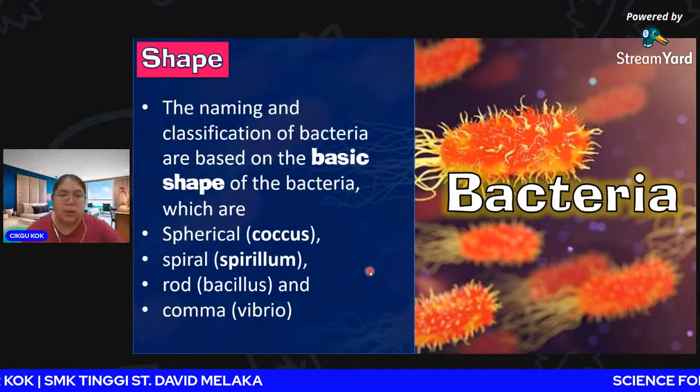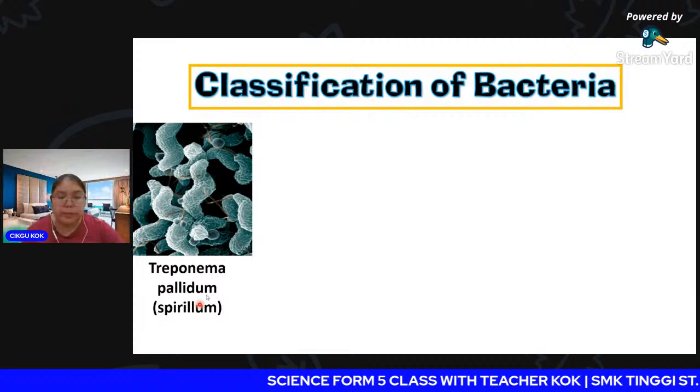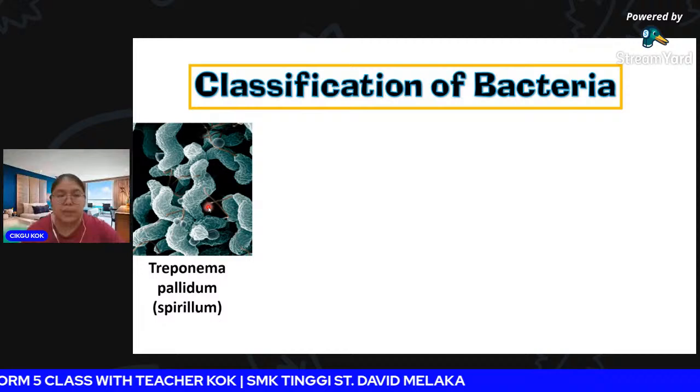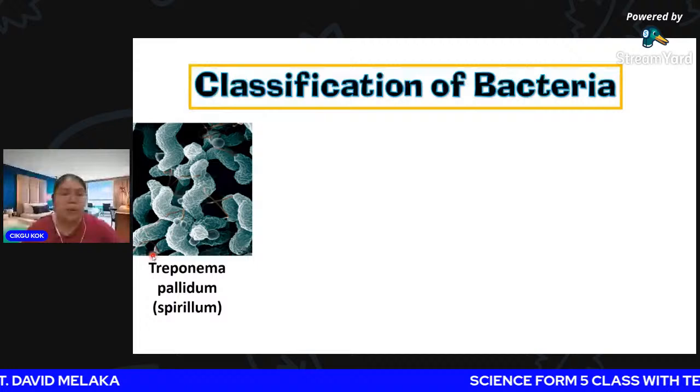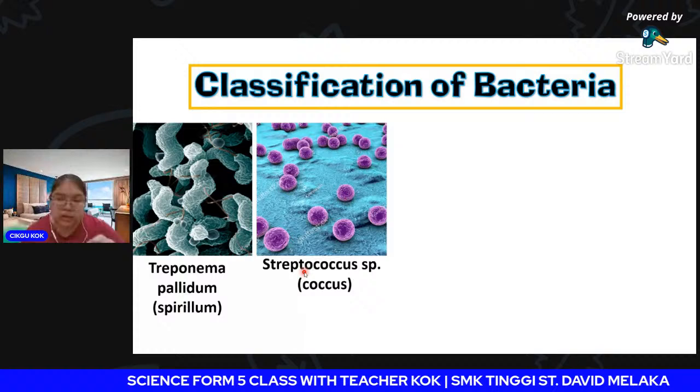So we are going to see the classification of the bacteria. First one is a spirillum, just like an S shape. It is like a thread that you make not straight but curly. They are just like a curly shape. Then another one is streptococcus. It is spherical, the circle one. This one is called coccus.